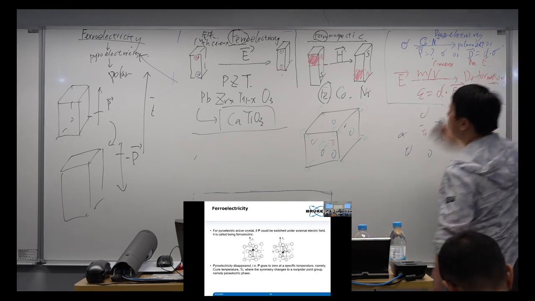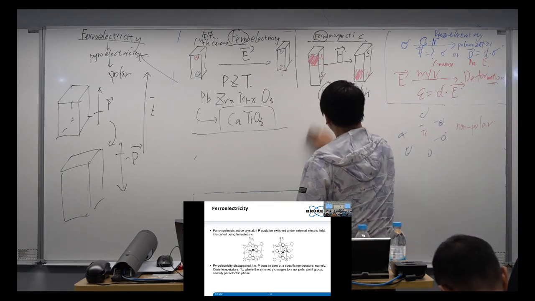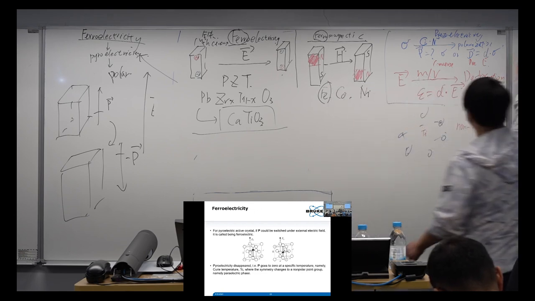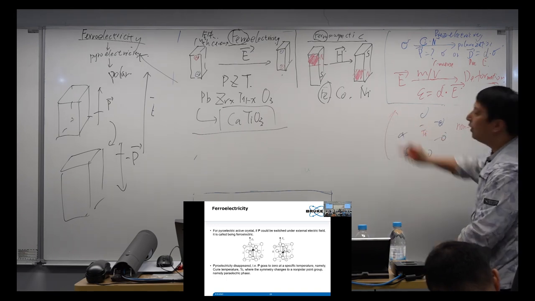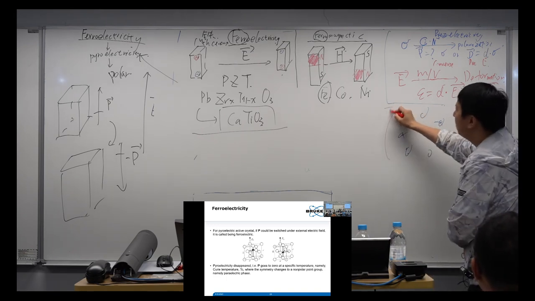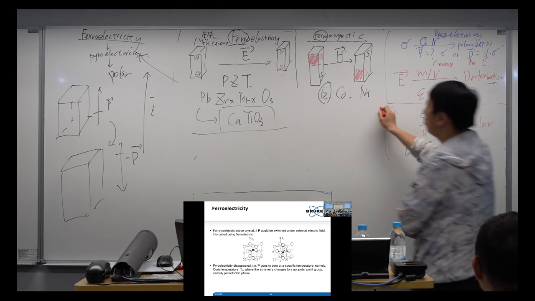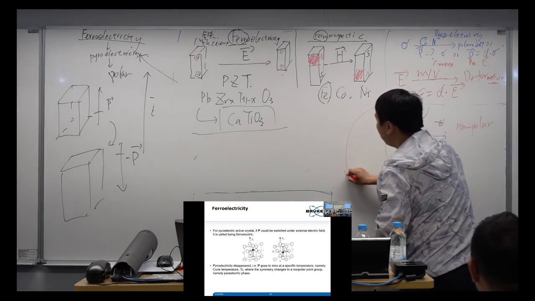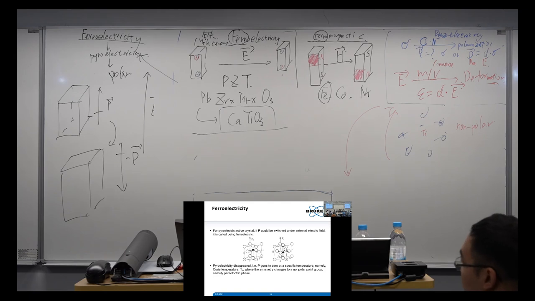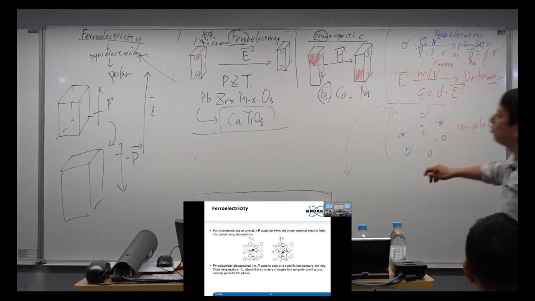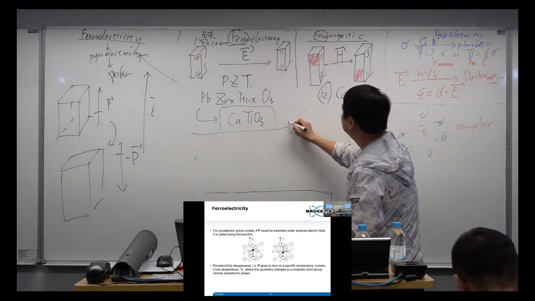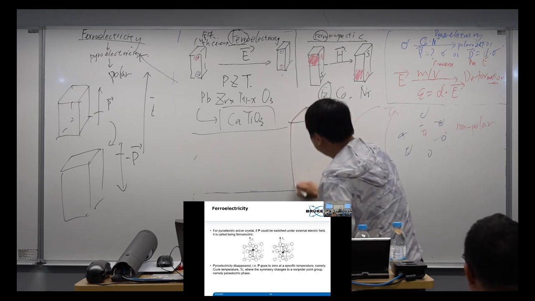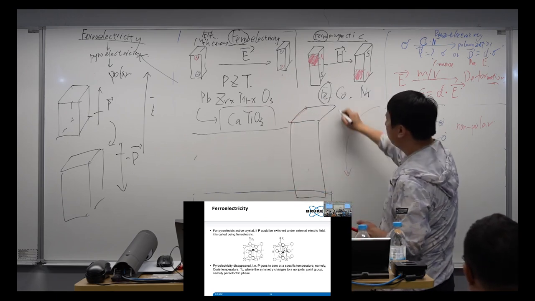Where's my eraser? I heat the material to a high temperature, and then I reduce the temperature quite quickly. And then I found I can get an elongated crystal structure like this. I get an elongated cube.